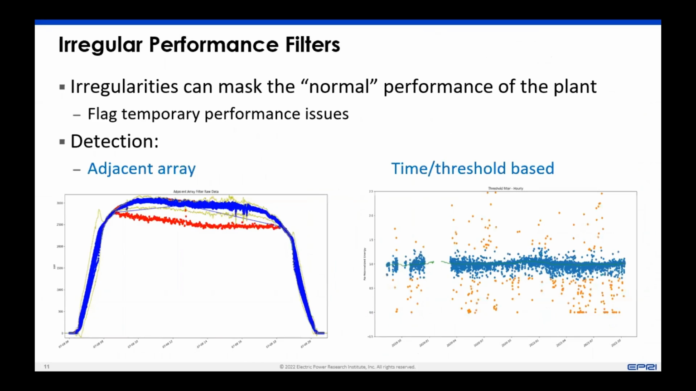So there are two ways we do filtering. One way was using the adjacent arrays. For example, you can look at this red curve, where something's wrong compared to the adjacent array, which is more like a normal situation. Based on some threshold, we will filter that. And the other was a time threshold that we came up with. We consider these outliers and just filter them out.